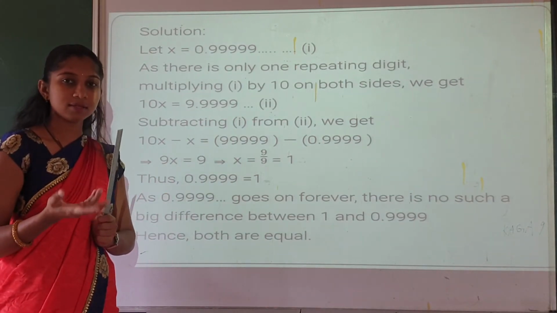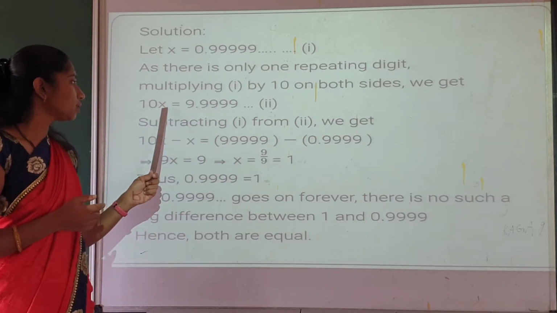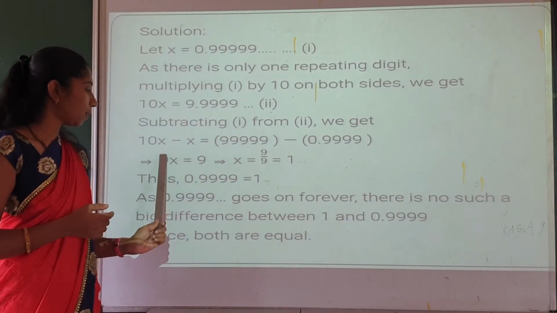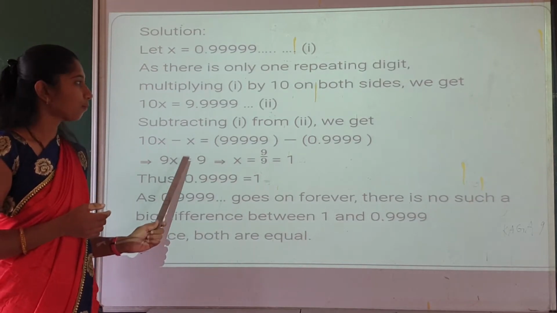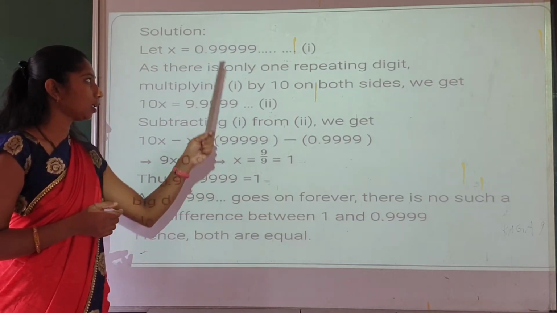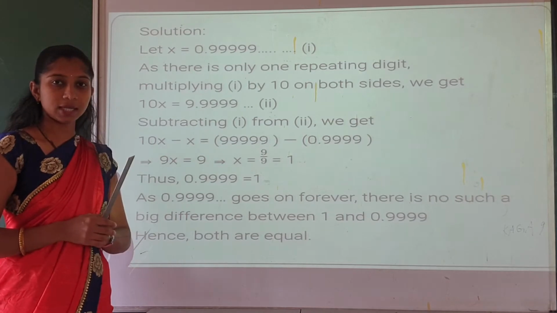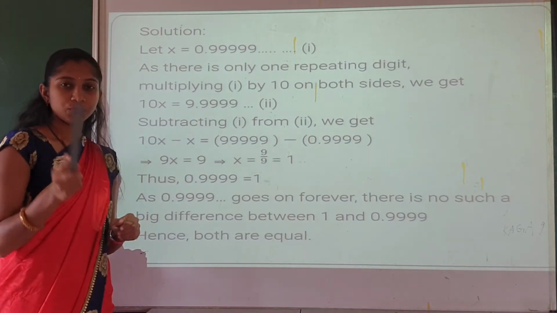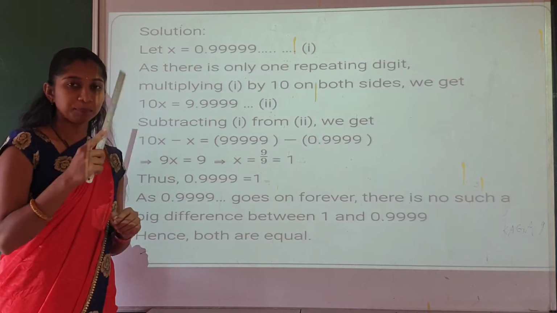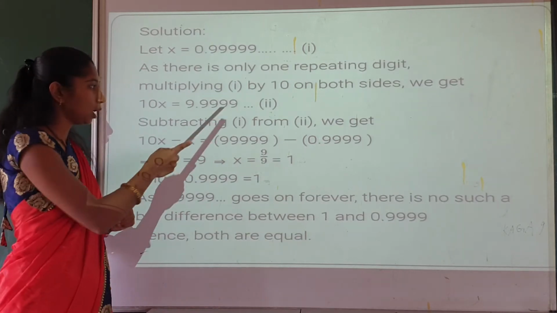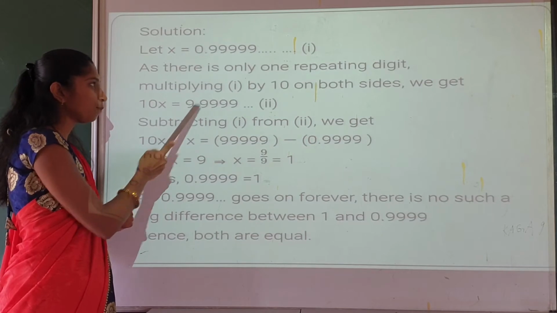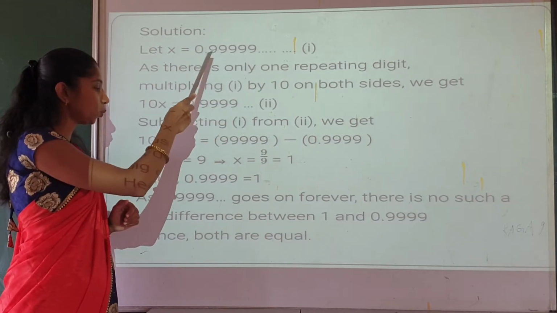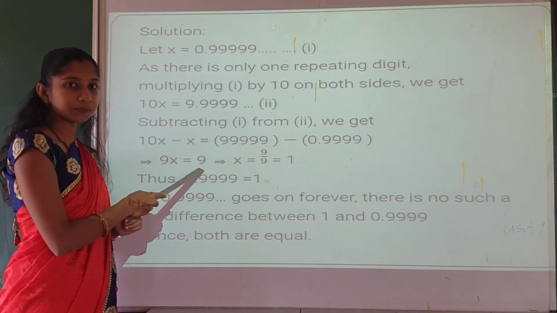Next step is the same procedure. What is the step? 10x minus x we have to do. The number becomes 9x. Right side 9.999 minus 0.999. After the decimal point, the digits are the same, so the answer becomes 0. Before the decimal point, in equation number 2, 9 is there. In equation number 1, 0 is there. So 9 minus 0 means the answer is 9.